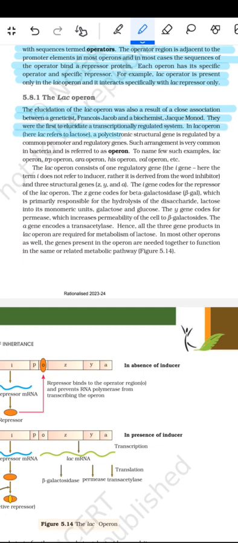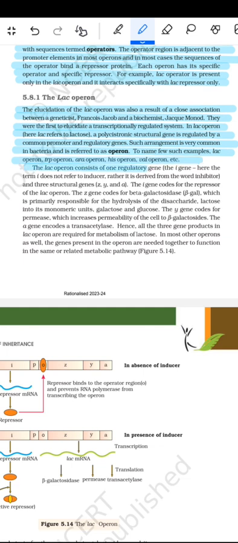Here lac refers to lactose. A polycistronic structural gene is regulated by a common promoter and a regulatory gene. Such an arrangement is very common in bacteria and is referred to as an operon. To name a few such examples: lac operon, tryptophan operon, arabinose operon, histidine operon, valine operon, etc.